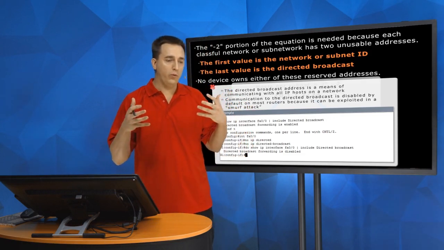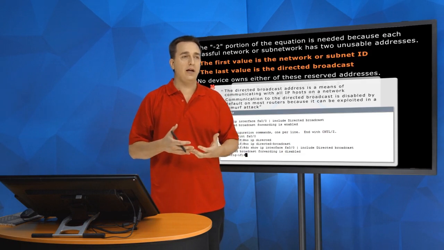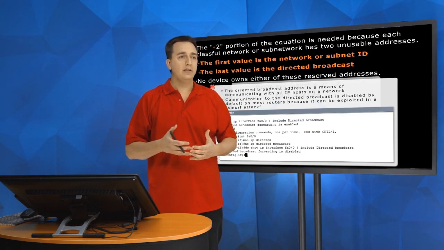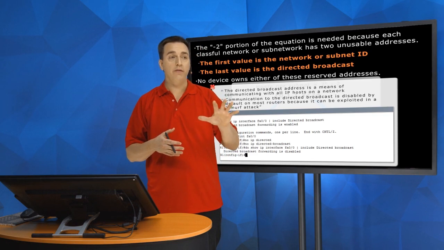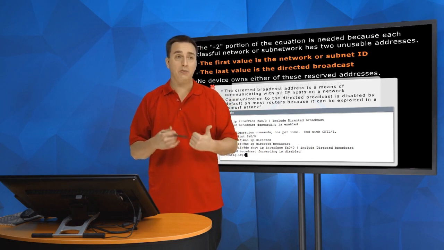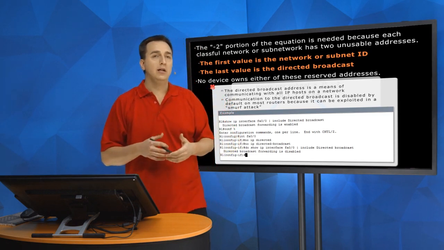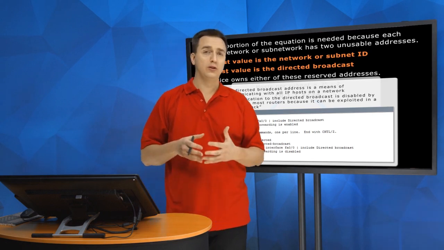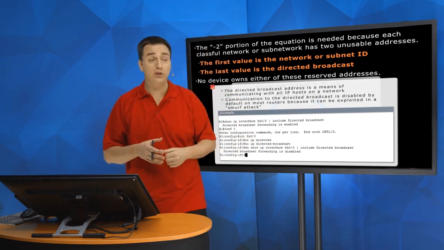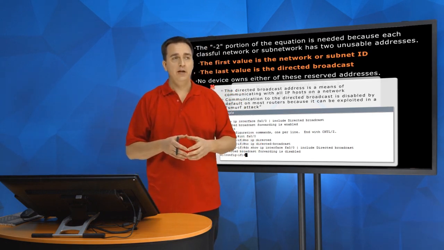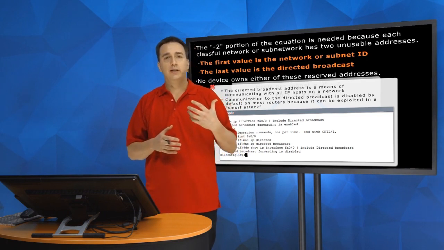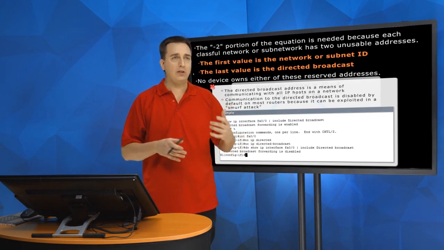So what our routers do by default, as you can see, is they are going to have no ip directed-broadcast enabled. That is the default nowadays. So you won't even be able to forward those directed broadcast addresses anymore, which is really nice. I do like that. So again, the first address, the subnet ID, can't be used. The last address, the directed broadcast, can't be used either.